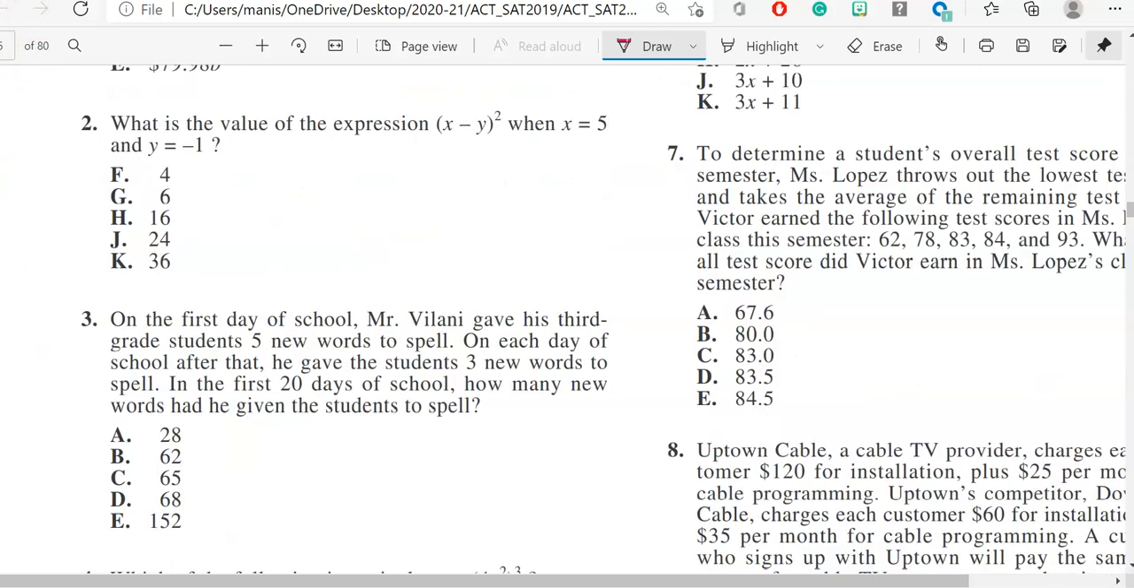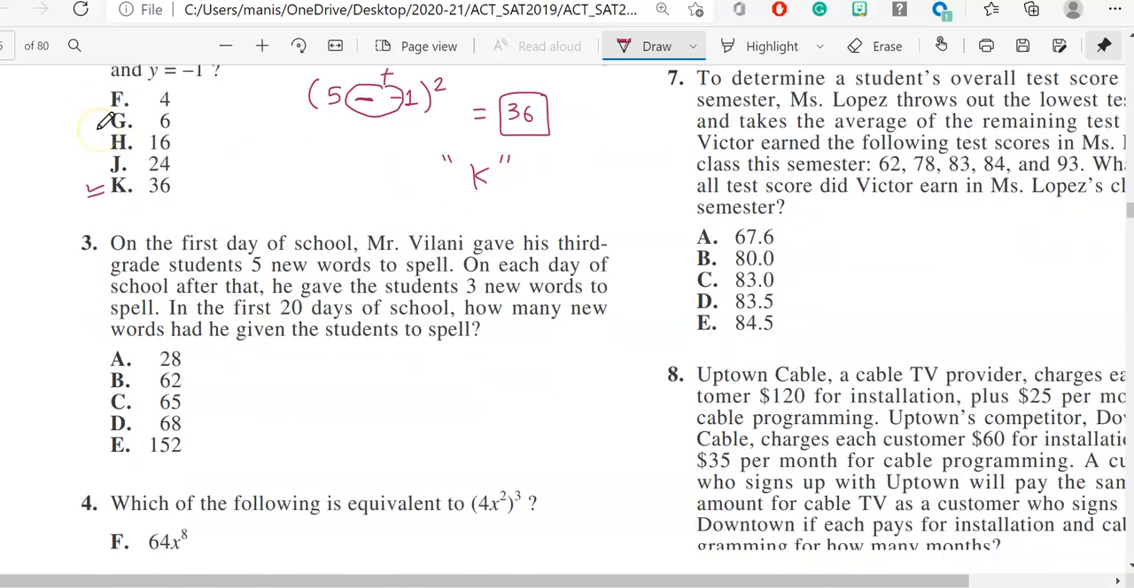What is the value of the expression (x minus y) whole squared when x is 5 and y is negative 1? So what we can do in this is substitute the values, x is 5 and y is negative 1. Only keep this in your mind, there's a negative minus sign over here and the value of y is negative 1. So as you all know, this will change to a plus sign. So then 6 squared is 36. So option K is the correct answer for this problem.